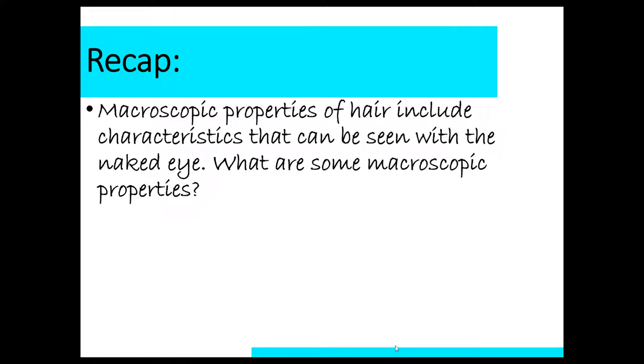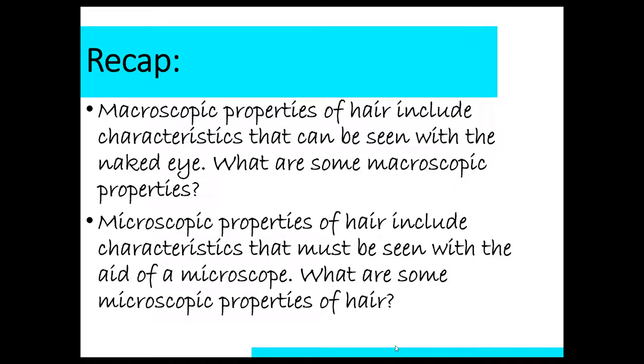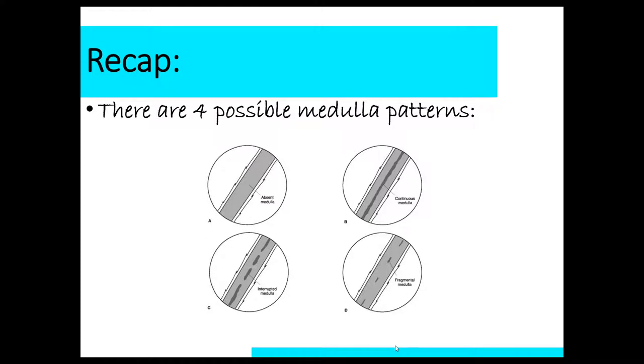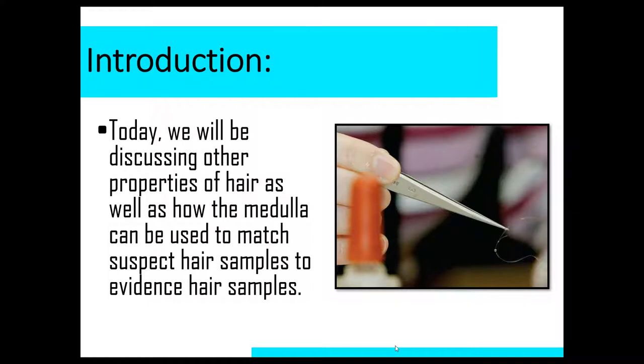We also talked about macroscopic and microscopic properties. So remember, macroscopic properties are properties and characteristics that we can see without the need of a microscope. And then microscopic properties are going to require a microscope to see. So some examples of macroscopic properties with regards to hair would be color, texture, length. And then microscopic properties would be things like the medulla pattern or the condition of the hair's cuticle or something that we're going to talk about a little later in today's lesson, the medullary index. All right, we also talked about the four different medulla patterns that are possible in a human sample of hair. And today we're going to focus more on the medulla and how it can be used to match suspect hair samples to evidence samples. We're also going to talk about some other characteristics and properties of hair.